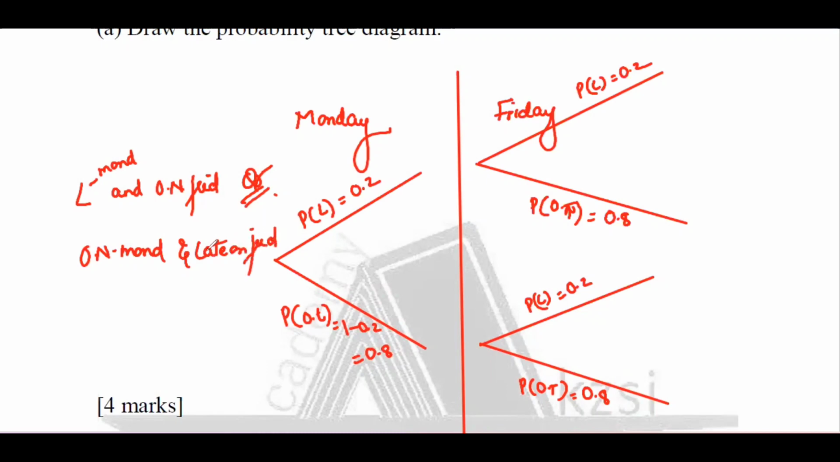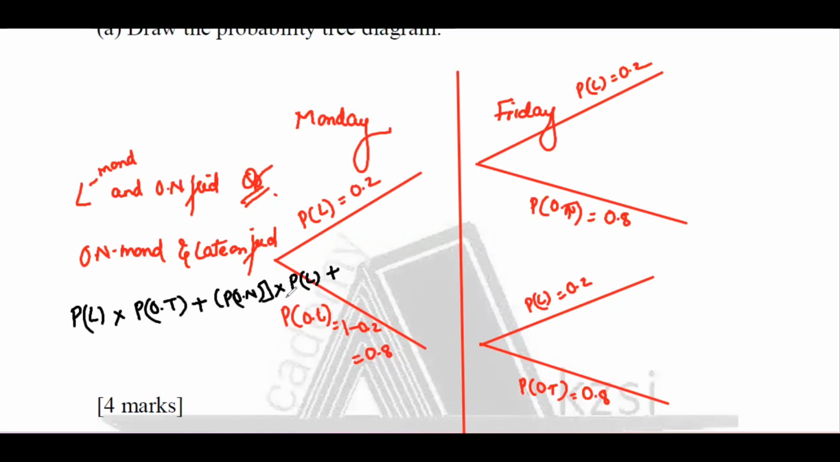These are two possibilities. I have written in a sentence. Now, if I need to convert it into a mathematical expression, then getting late on Monday will be probability of getting late on Monday into on time on Friday plus on time on Monday into late on Friday. Now we have to add one more on this because it says at least.